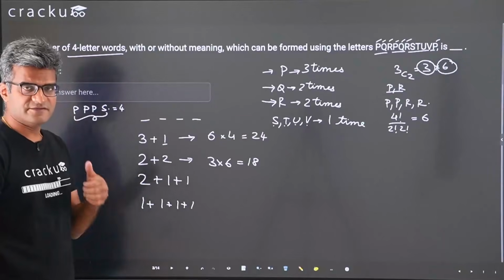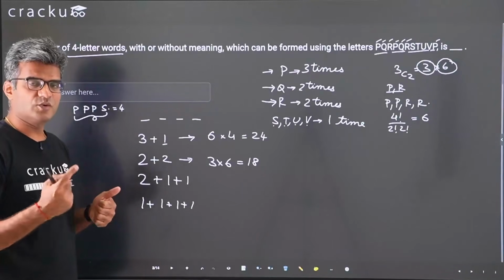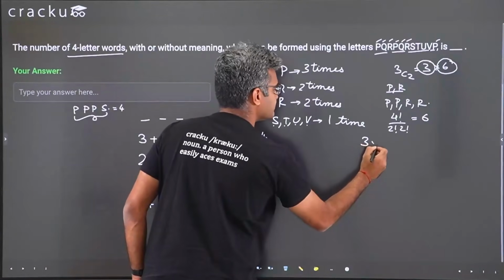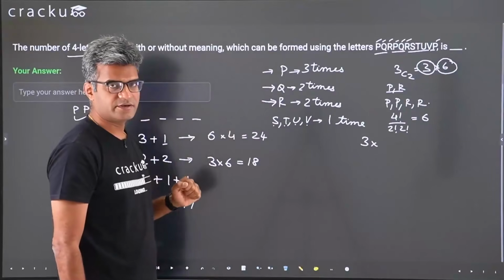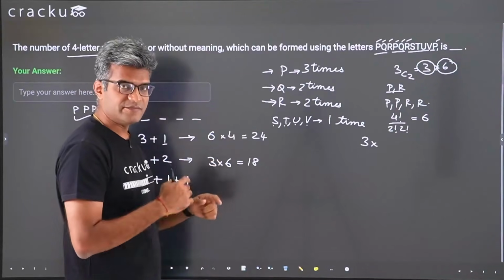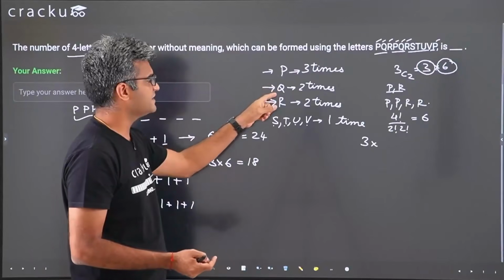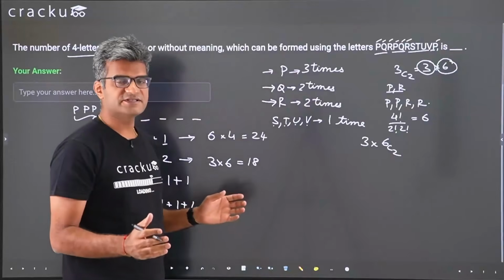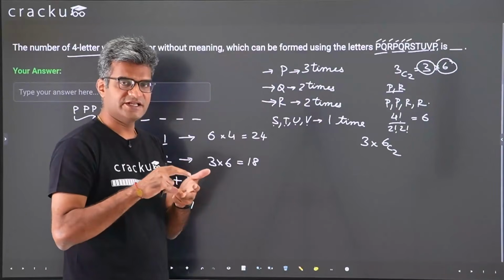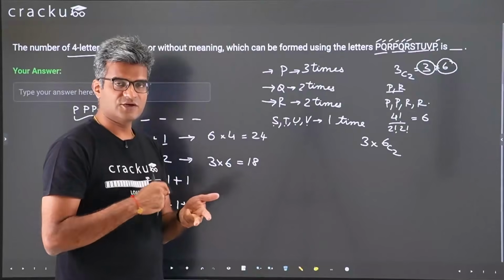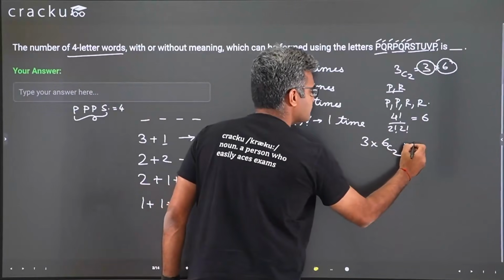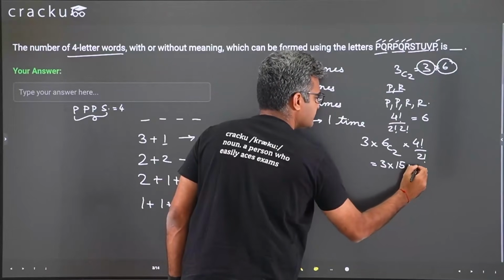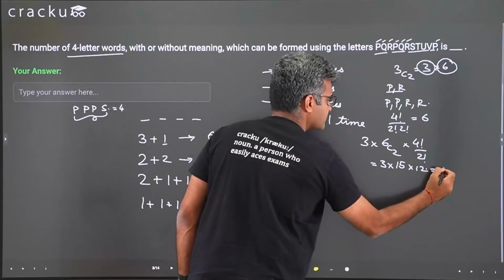The next case is one letter is repeated 2 times and the remaining 2 letters are distinct. Now the letter which is repeated 2 times can be selected in 3 ways. That is either P or Q or R. Once that letter is selected, the remaining 2 letters can be selected out of the remaining 6 letters in 6C2 ways. And once we have the 4 letters selected, that is the letter which repeats 2 times and the remaining 2 letters, the total number of arrangements that are possible is 4 factorial divided by 2 factorial. This is equal to 12. So this is 3 into 15 into 12, which comes to equal 540.